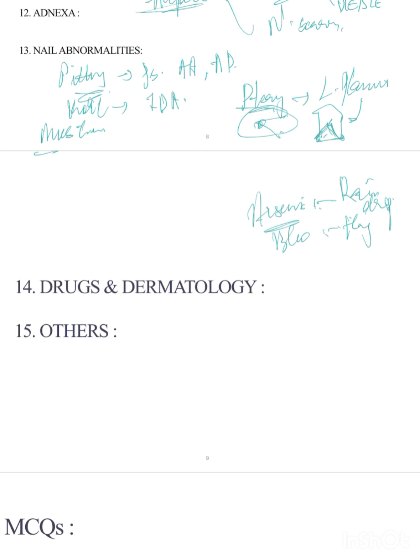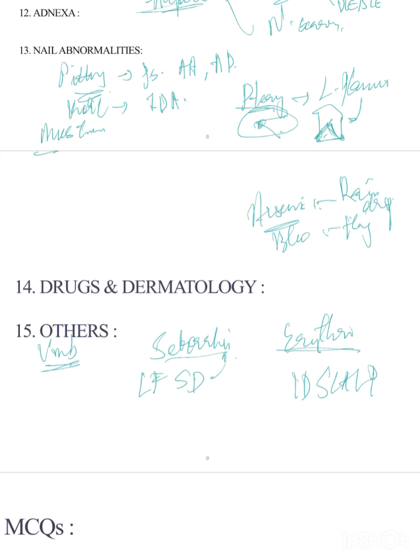Then you have the others, which is your umbilicated lesions, which have been tested in INI-CET frequently. Then you have erythroderma, seen in what conditions, and seborrheic distribution, seen in what conditions. So erythroderma, you have your ID scalp, refer to the notes, and lesions following seborrheic distribution will be your seborrheic conditions. Umbilicated, just remember disseminated cryptococcosis, molluscum, cutaneous penicilliosis, and histoid leprosy. All of them cause umbilicated lesions, all these infective conditions.